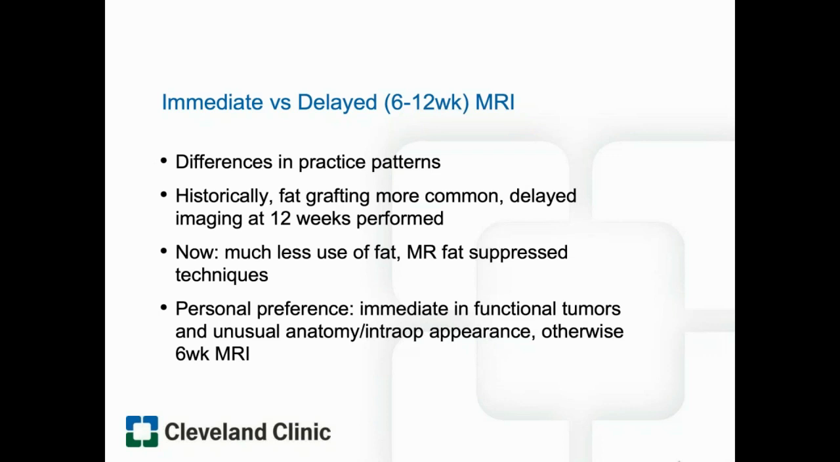And I think this comes down to a little bit of personal preference. My own thoughts are, in cases where if I did find some tumor, I might actually take them back to surgery immediately within the first couple of days. And maybe that's cases of functional tumors like acromegaly or Cushing's, or something where there was very unusual anatomy or intraoperative appearance, like very fibrous tumors. Otherwise, in very straightforward cases, I think it's reasonable just to do a 6-week MRI.